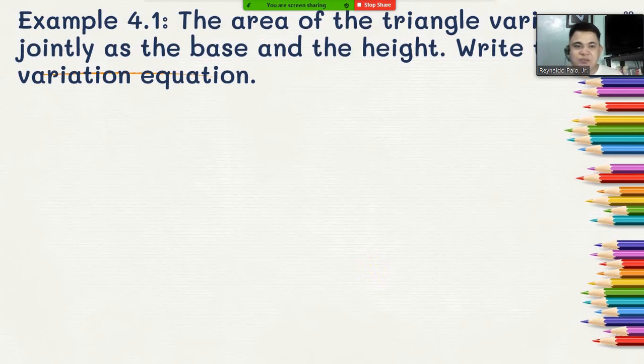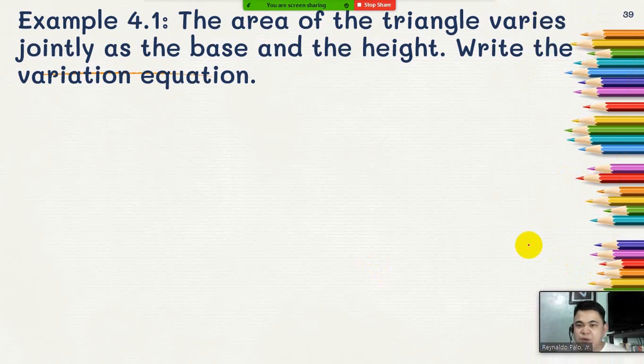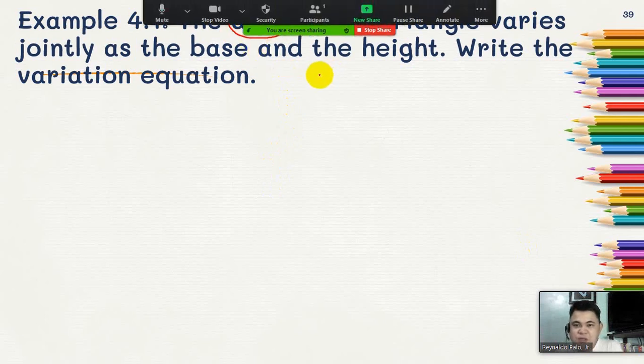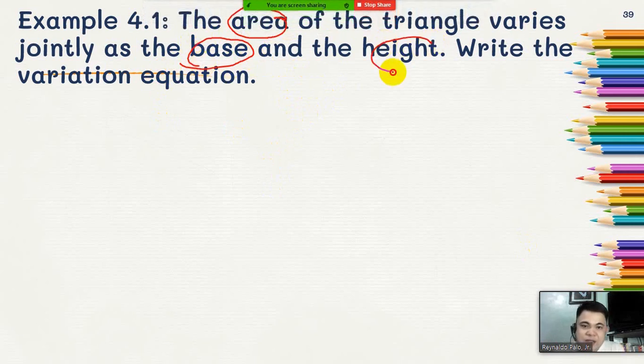Let's have the first example. In example 4.1, the area of a triangle varies jointly as the base and the height. Write the variation equation. As in the previous examples under direct and inverse variations, the first thing that I would like you to get are the variables. In this case, we are talking about the area which varies jointly as the base and the height. So your independent variables are the base and height.